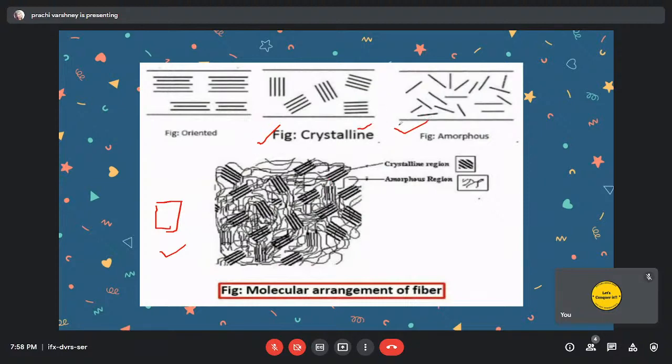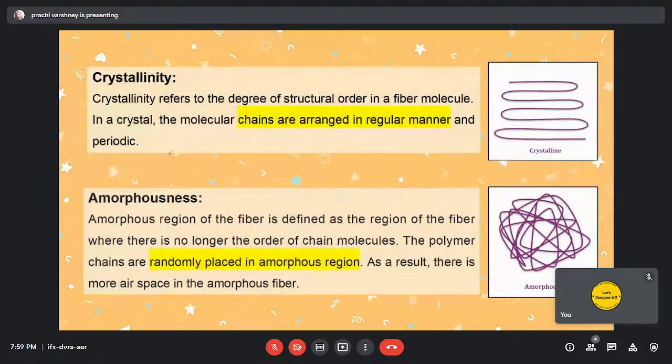These both are present in all types of fibers, but again the ratio will differ. That can be 20% crystalline region or 75% crystalline region, and 80% amorphous or 15% amorphous. That will depend on the property of the fiber. So let me tell you what is crystalline and what is amorphous. Crystallinity refers to the degree of structural order in a fiber molecule. So that defines the structure, how the structure of that particular fiber will be depends upon the crystallinity.